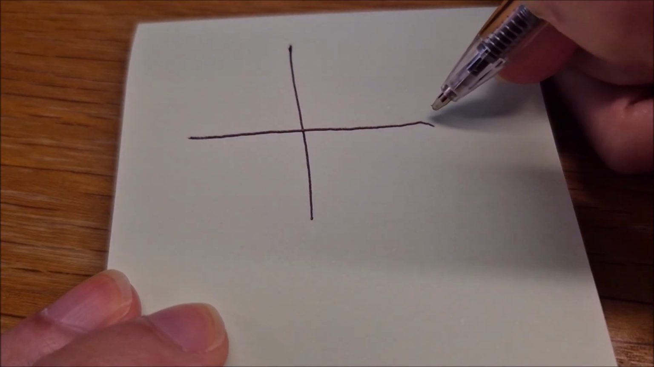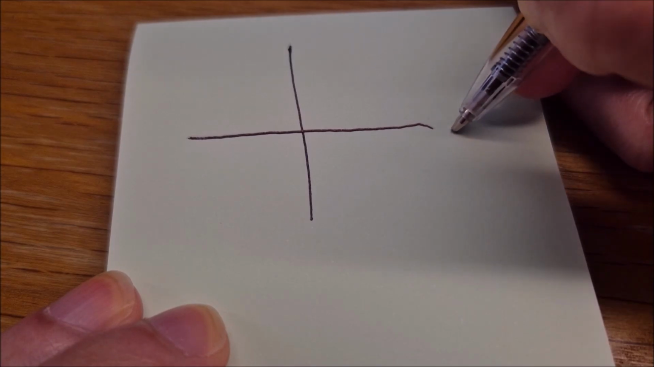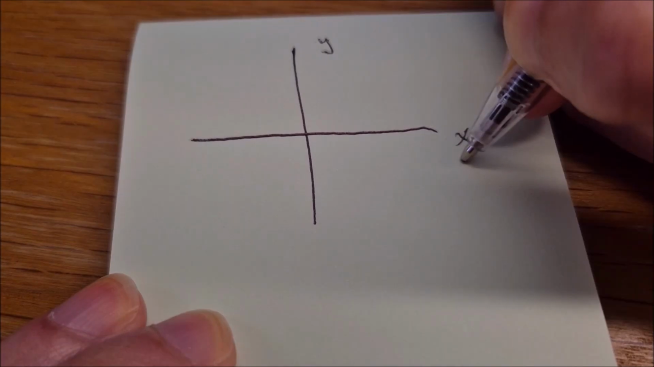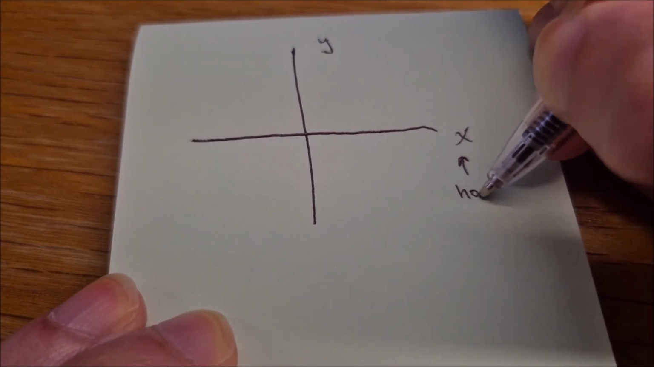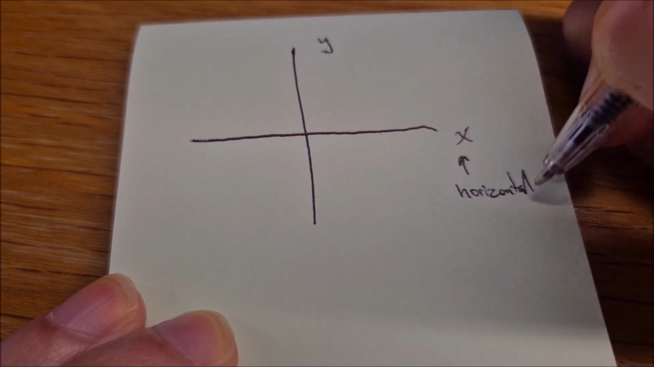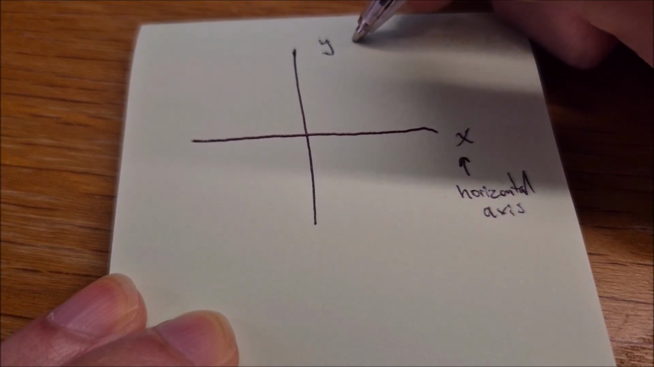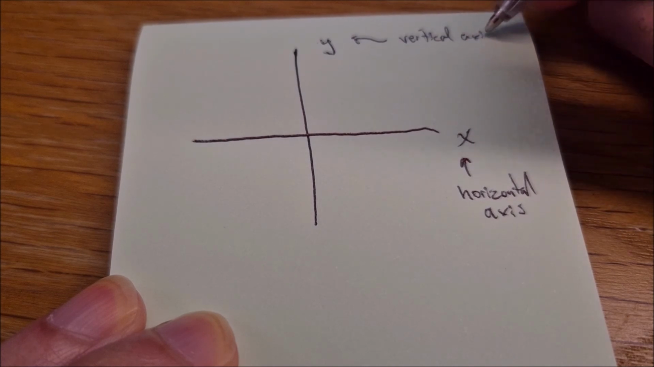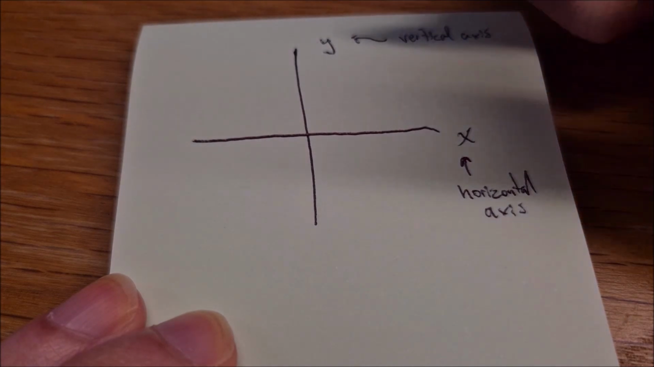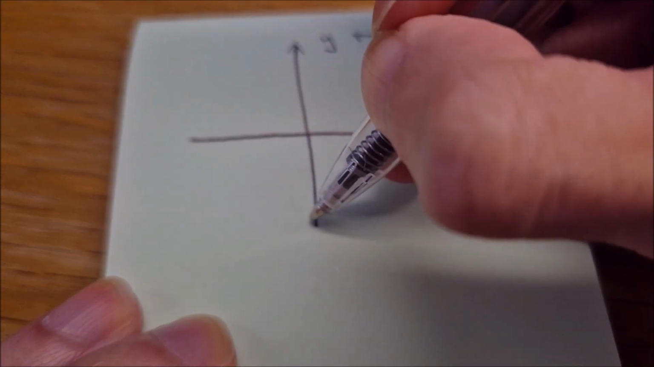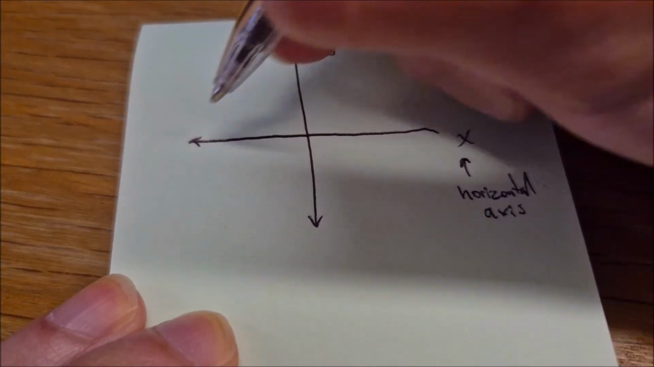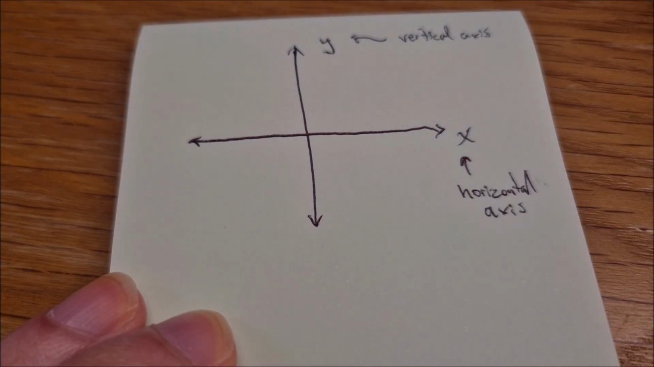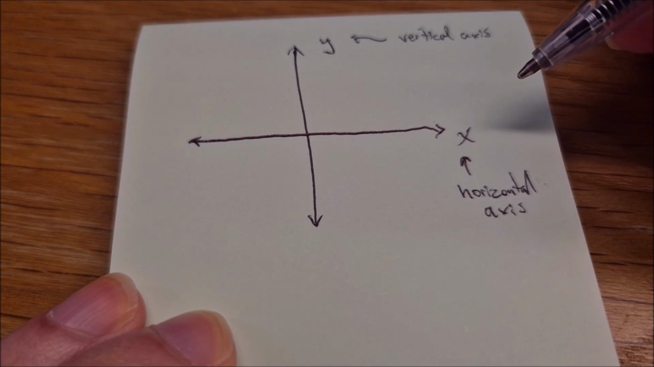Conventionally, the horizontal line is named the x-axis, and the vertical line is named the y-axis. This is the horizontal axis. This is the vertical axis. And the next thing is to put arrowheads on the ends of the lines or axes. Basically, what this represents is that the numbers go on forever.